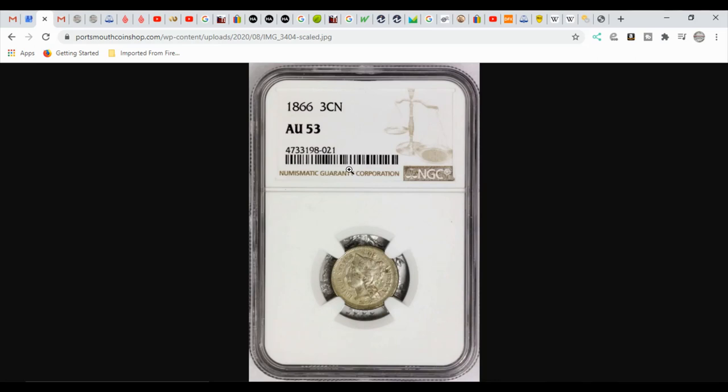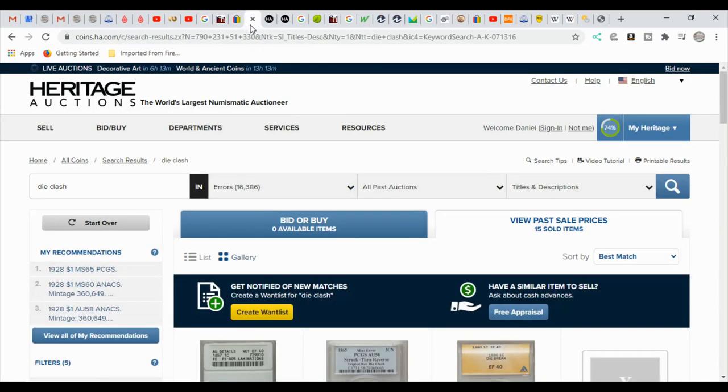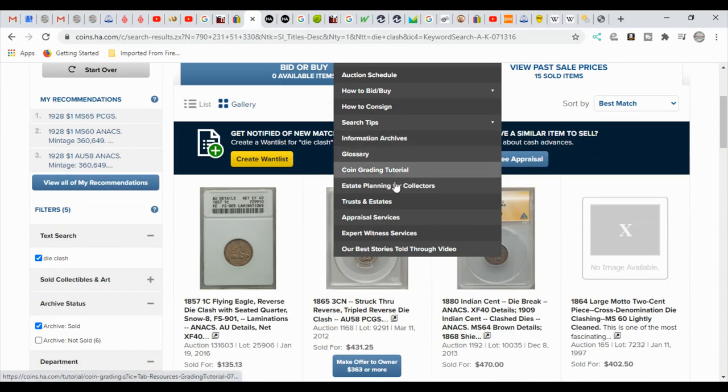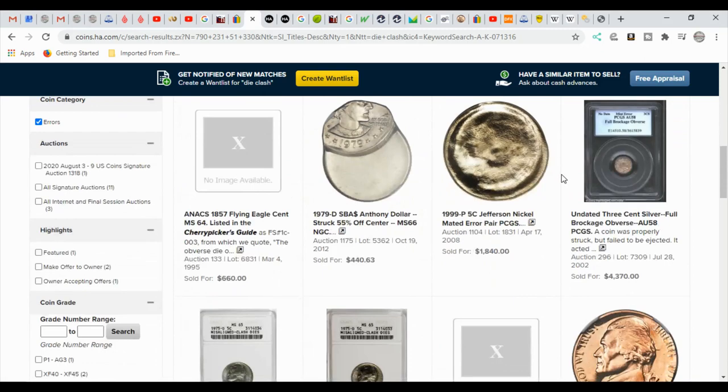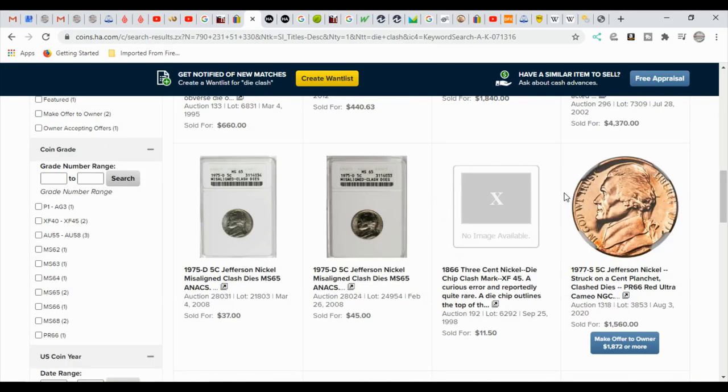It is neat to find. It is a mint error, but it's a very minor mint error. What you can also do is go to Heritage and look up whether there are any clashes that are worth something. You can look at the sold auctions and see. You'll see clash dies mentioned, but it's not something that's going to add value to it.